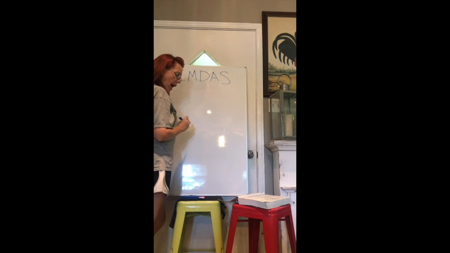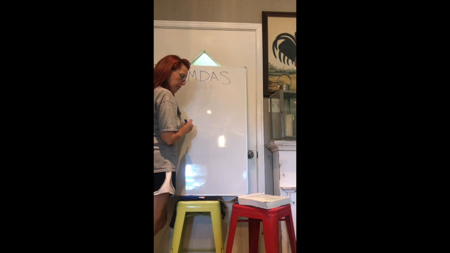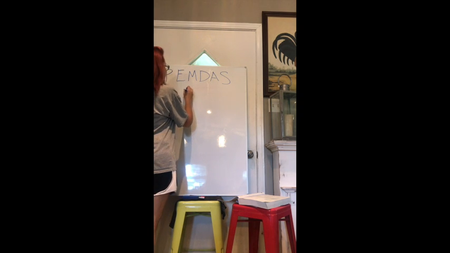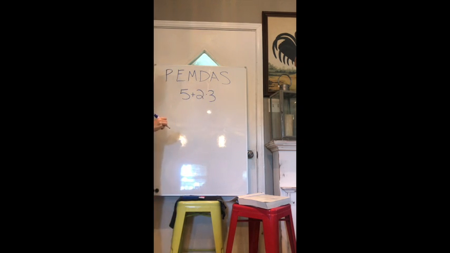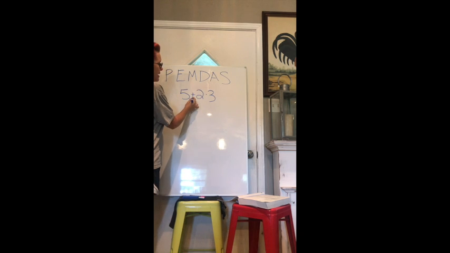Okay, so if I gave you the problem 5 plus 2 times 3, you're going to look at this and you're going to say, do I have any parentheses? And I don't, so I'm going to move on to exponents. Do I have any exponents? I don't. Multiplication. Do I have multiplication? Well, this isn't multiplication, but this is 2 times 3. So I'm going to do that first.